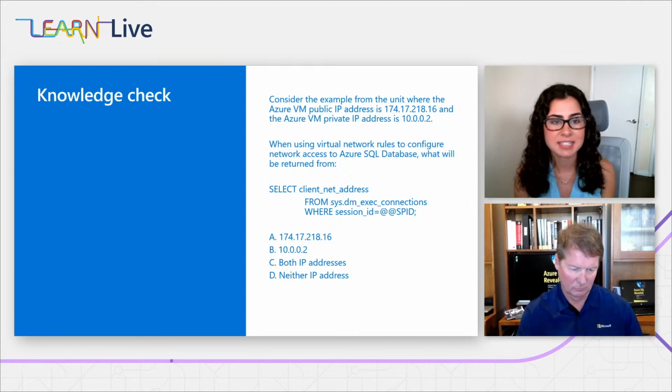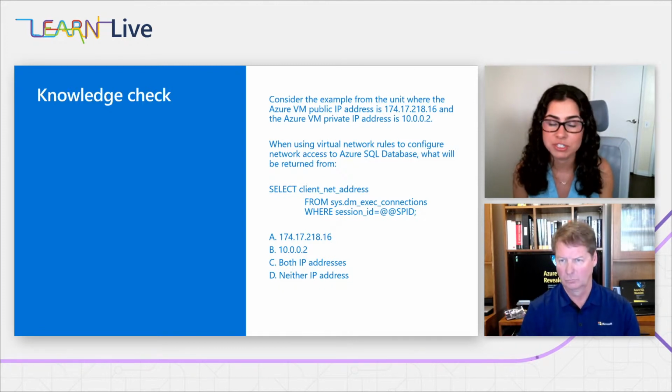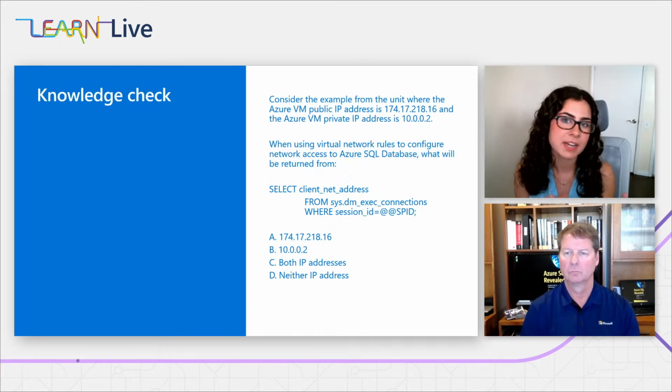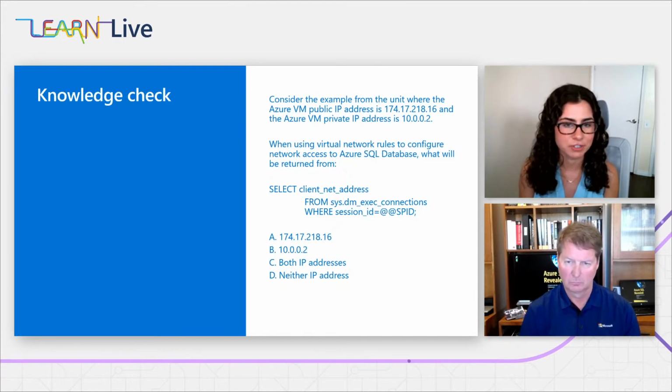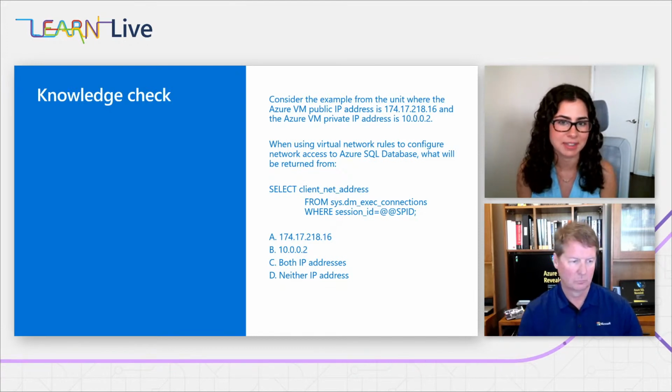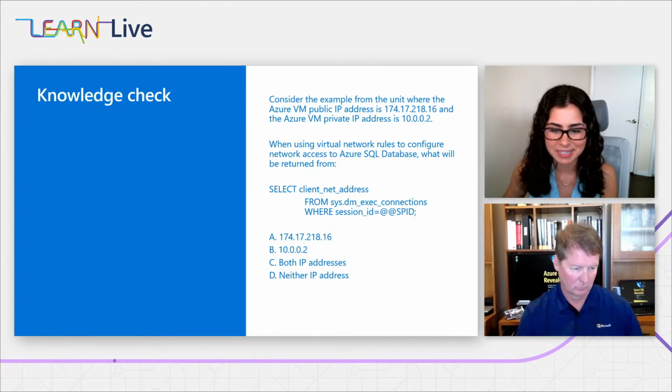Now, the question is really asking, when you're using virtual network rules, so not private link, not firewall rules, to configure network access to Azure SQL database, what's going to be returned from this query that basically returns the IP address from which you're connecting to SSMS. So think about virtual network rules and what that entails. How are you connecting to a SQL database server when you're using virtual network rules? Again, this is a little tricky, but I think you can use Bob's process of elimination and probably get pretty far.